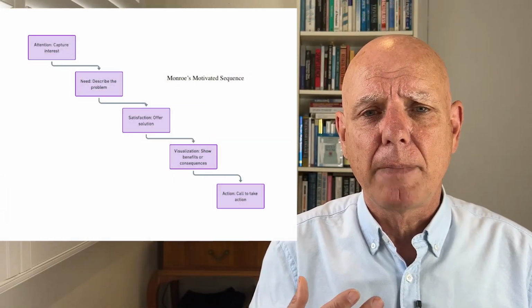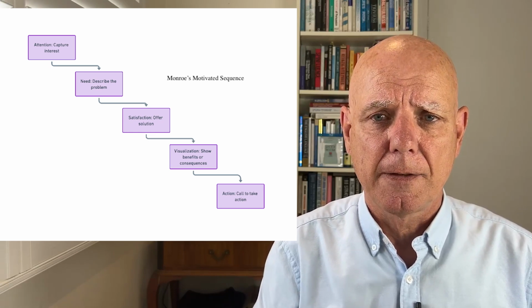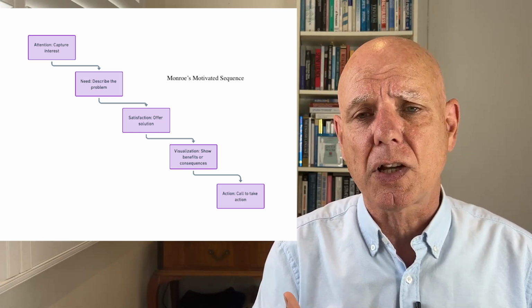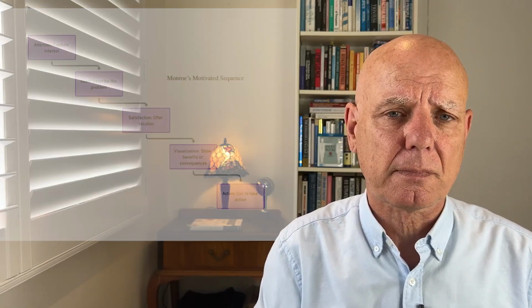Developed by Alan Monroe, this is a way to arrange persuasive speeches, and the approach is designed not just to inform, but to motivate the audience to act. It's particularly effective when you're presenting to people who need to be convinced to change their minds or take a specific action. So Monroe's motivated sequence also consists of 5 steps.